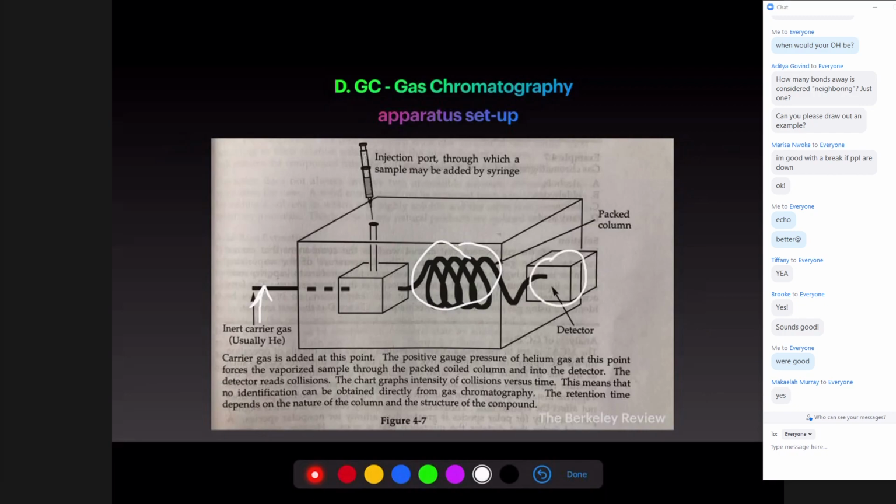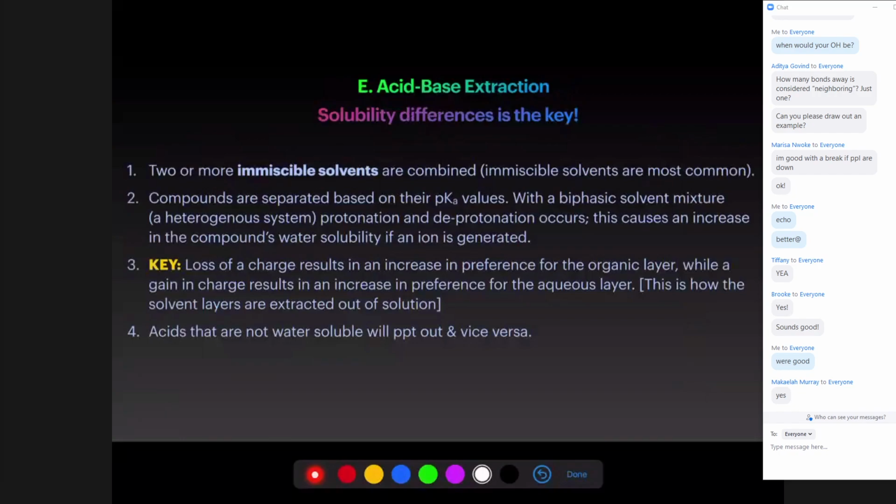The detector reads collisions of the gas particles moving through it. Usually these machines are connected to a computer to print out a chart afterwards, which is your data. The chart graphs intensity of collisions versus time. This means that no identification can be obtained directly from gas chromatography. The retention time depends on the nature of the column and the structure of the compound. And we'll go into more details on that if everyone has questions during office hours.